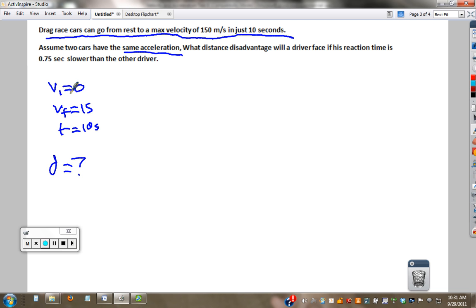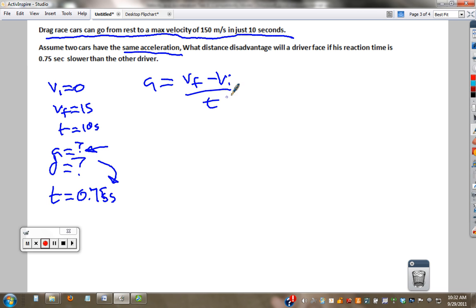If our reaction time, so here's another time, 0.75 seconds. Okay, so in this example, we need to know they have the same acceleration, but we don't know the acceleration yet. But if I can find that, then I can use this time. But I need to find acceleration first. Acceleration equals v final minus v initial over time. So first we find acceleration, and then we plug it in over here, and we can find this distance.